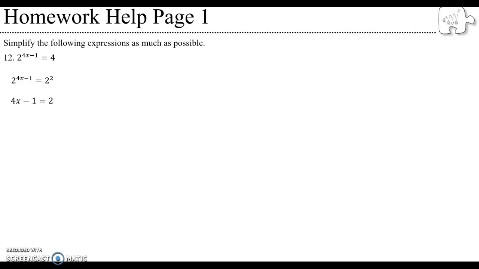As long as you can make them into the same base, you just say one exponent equals the other one. And then we solve this like we normally do. We add 1 to both sides, make these cancel out. So then we get 4x equals 3. Then all we have to do is divide by 4 on both sides, and we just get x equals 3/4.